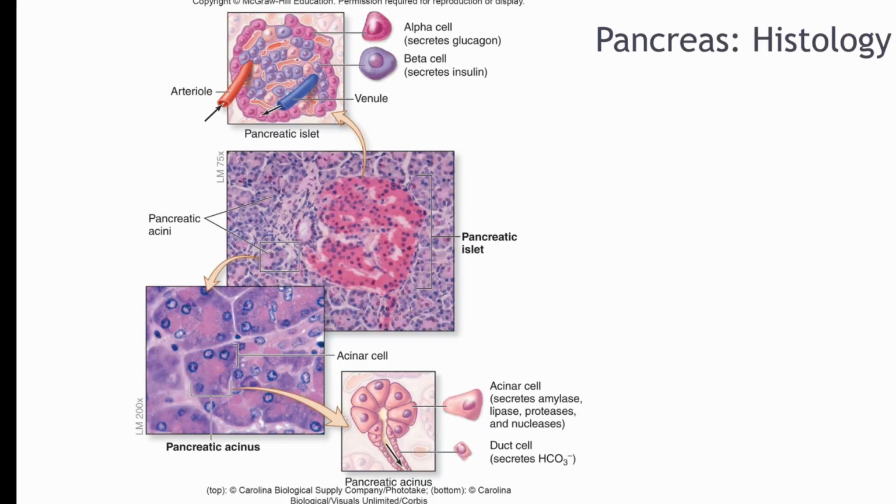But there's also the endocrine part of the pancreas. The endocrine part is this structure here called the islet, the pancreatic islet, or the islet of Langerhans. In there, you have a lot of different types of cells. You have your alpha cells. The alpha cells make glucagon. You have your beta cells. Your beta cells make insulin. And there's more, but that's all you need to know.